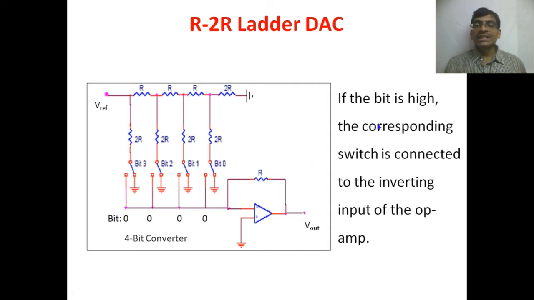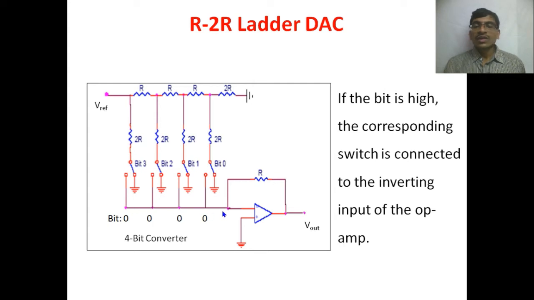So if the bit is high, the corresponding switch is connected to the inverting input of the op amp. Okay, as the bit is high, this corresponding bit is connected to the inverting input of our op amp. Suppose bit 3 is equal to 1, then the switch will be connected to the inverting terminal. Here it will connect to this terminal.